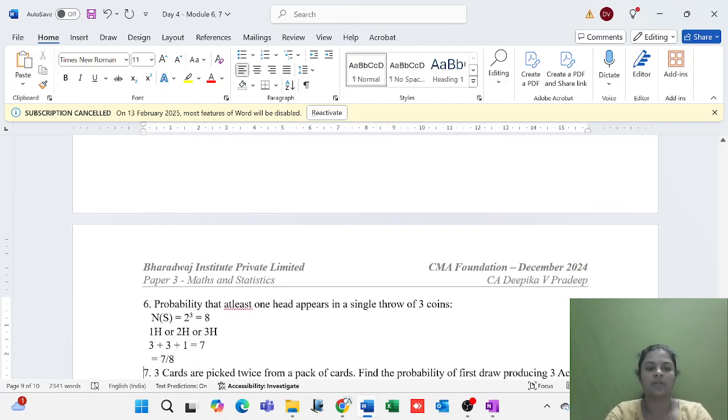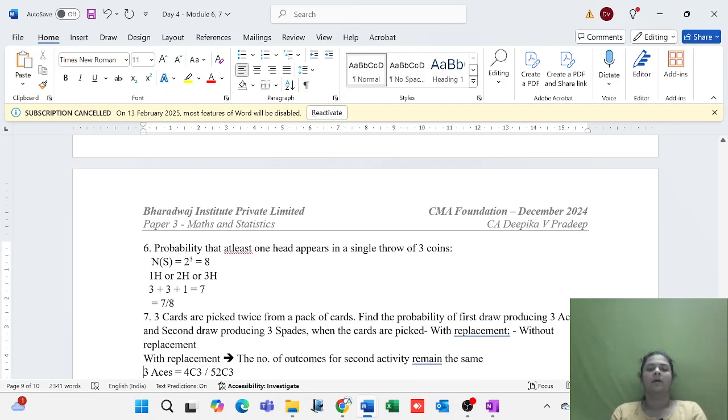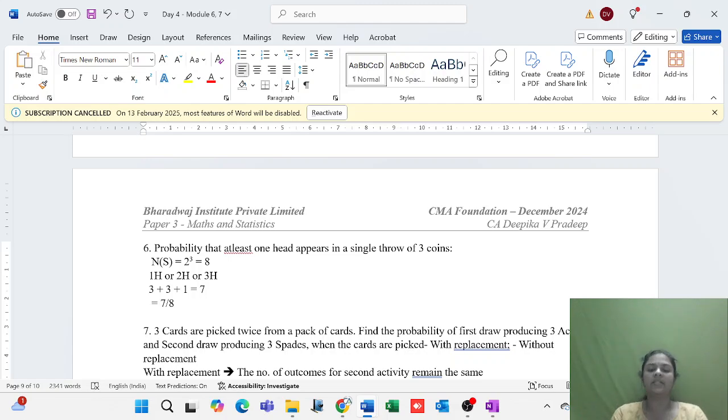Next question, question number 6. The probability that at least one head appears in a single throw of 3 coins. So when it is 3 coins, what is the total number of outcomes? 2 to the power 3, n to the power r, which is 8 outcomes. Now they are asking at least one head appears. At least one head means one head or two heads or three heads.